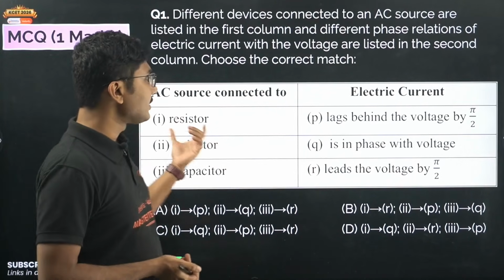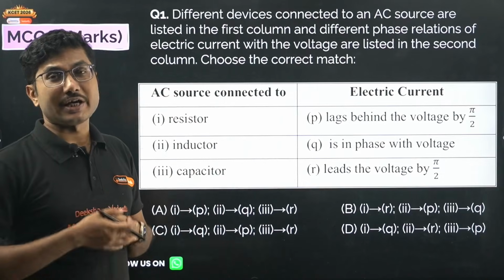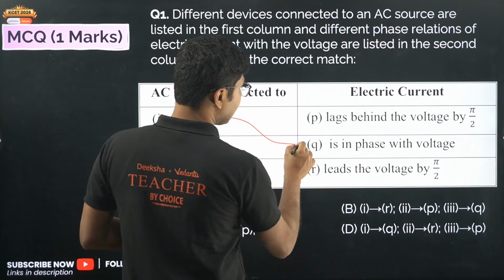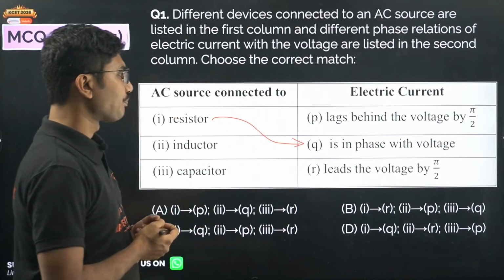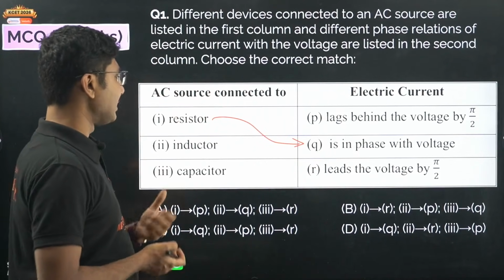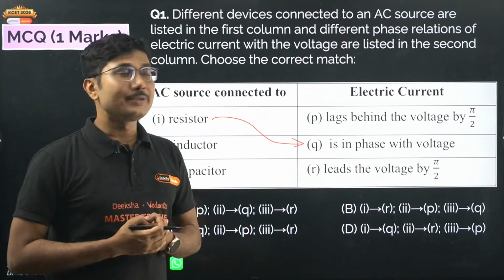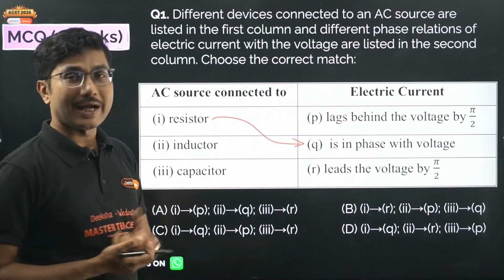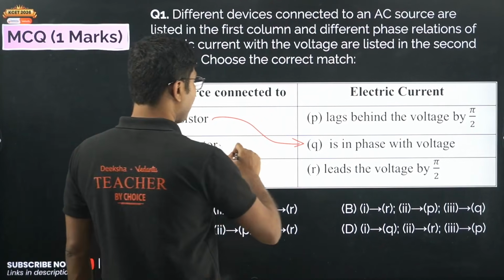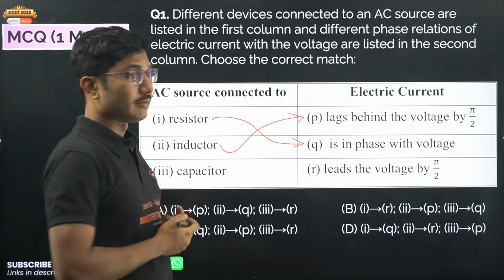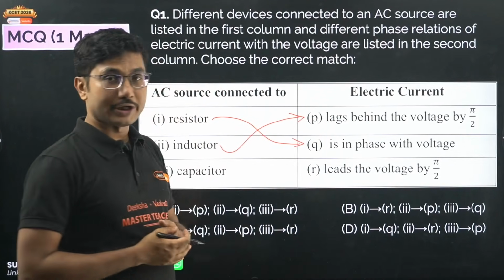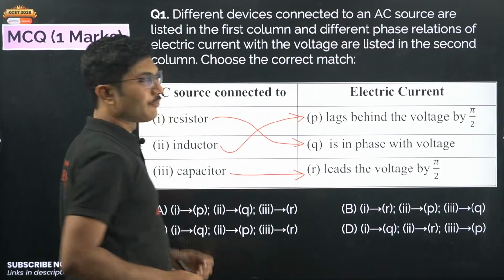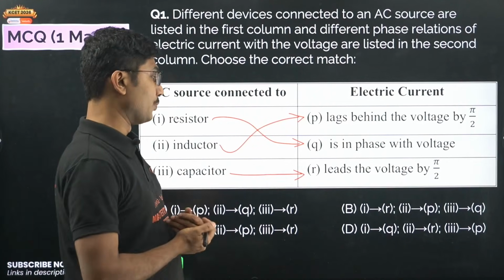For example, in case of resistor, current and voltage always stay in the same phase, so a resistor is in the same phase with the voltage, right? Now what about inductor? In case of inductor, the current lags behind the voltage by pi by 2. So for a pure inductor, the current lags behind the voltage by pi by 2. In case of capacitor, the current leads the voltage by a factor of pi by 2, right?